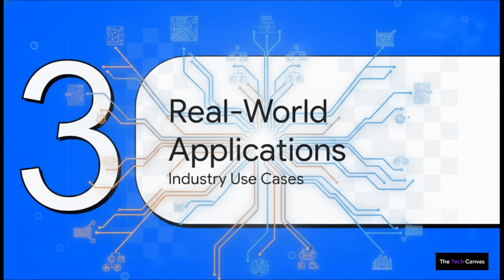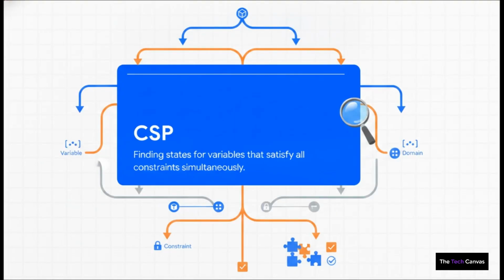Chapter 3. Real-world applications. Out in the real world, backtracking is the core engine for solving what we call constraint satisfaction problems, or CSPs. A CSP is simply a mathematical puzzle where you have variables, domains, which are just the possible values, and constraints, which are the rules. The whole goal is to find a state where every single variable satisfies all the defined constraints simultaneously.